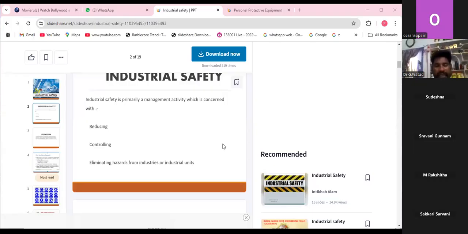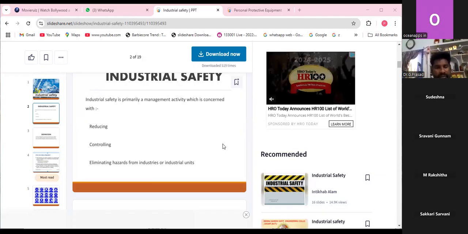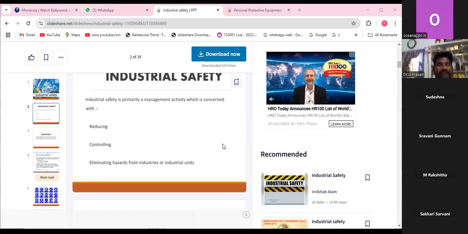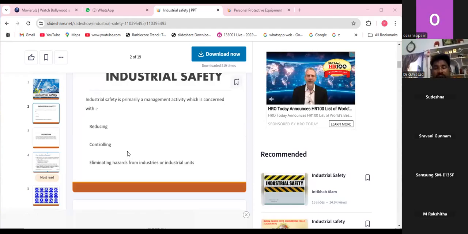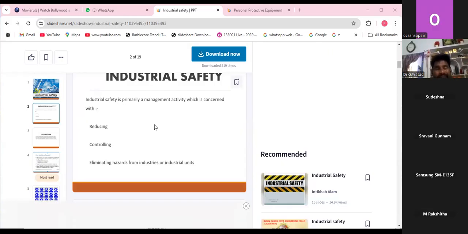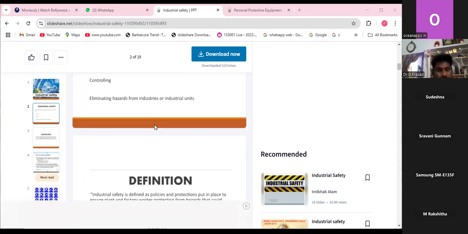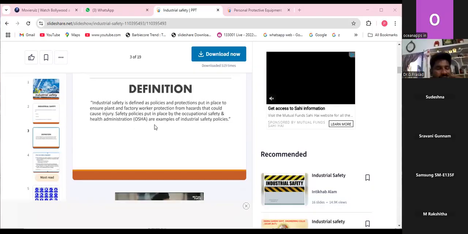Industrial safety is a primary management activity concerned with reducing, controlling, and eliminating hazards from industries or industrial units. In industrial safety, we have to consider three things: reducing, controlling, and eliminating hazards. First we have to reduce almost everything where safety is important, and second is controlling. We have to control the things with hazardous elements.